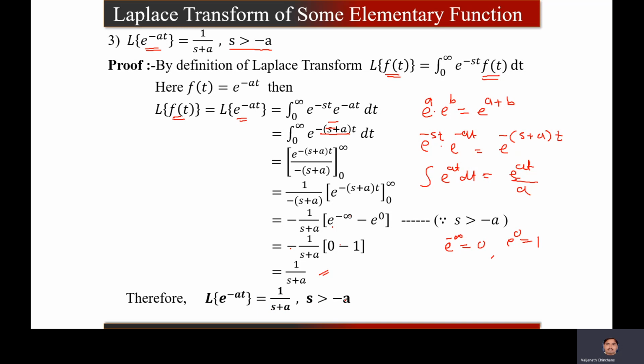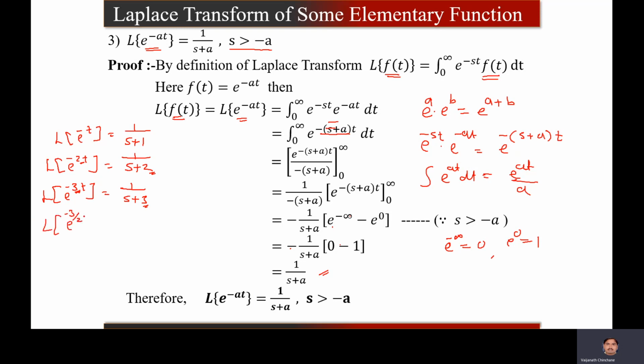than minus a. So it means that suppose we want to find Laplace of e raised to minus t, it is 1 upon s plus 1. Suppose we want to find Laplace of e raised to minus 2t, that is equal to 1 upon s plus 2. Suppose we want to find Laplace of e raised to minus 3t, that is 1 upon s plus 3. It means we only change this a. Similarly, Laplace of e raised to minus 3 by 2 t is equal to 1 upon s plus 3 by 2.